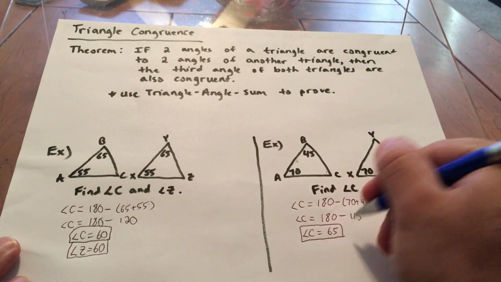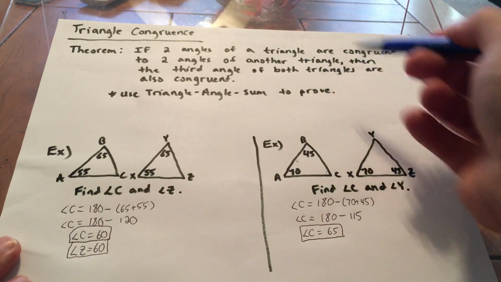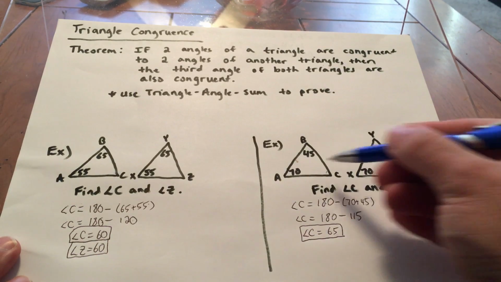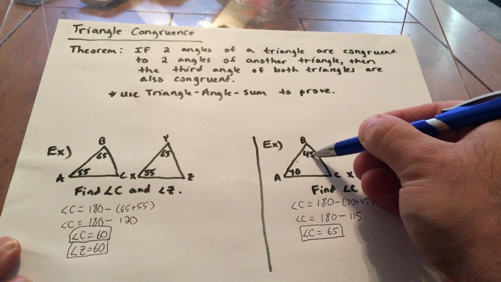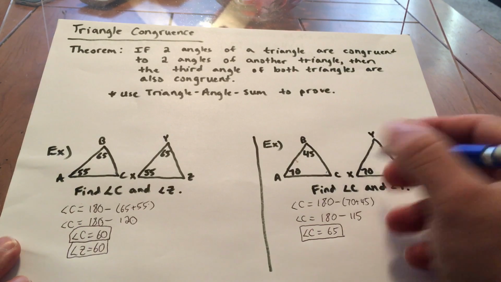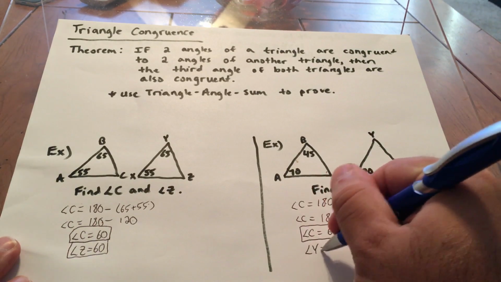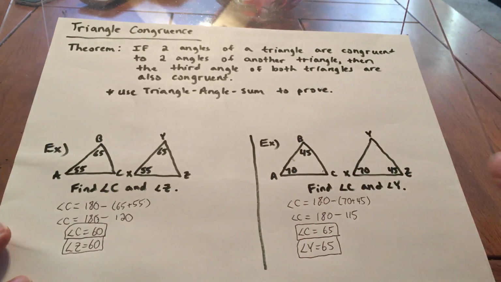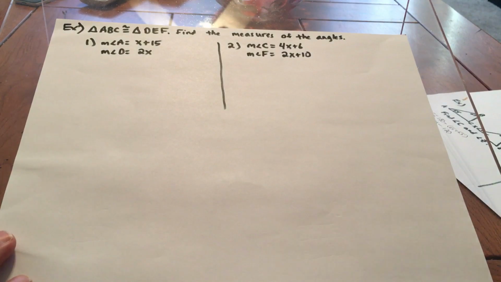And then using this theorem that we learned today, you can figure out that angle Y also has to be 65 because this angle and this angle are equal, and this angle and this angle are equal. C and Y have to be equal as well. So angle Y also is 65 degrees. Okay, so there's one example of how that can be used.